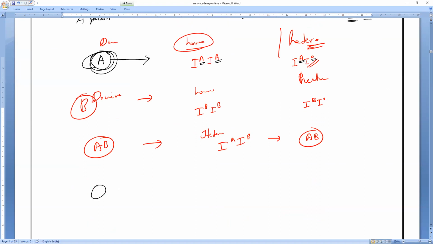Yes, sir. Next, O group. O group means both are recessive, so only pure IO and IO. That's all, guys. This is all about the blood groups.